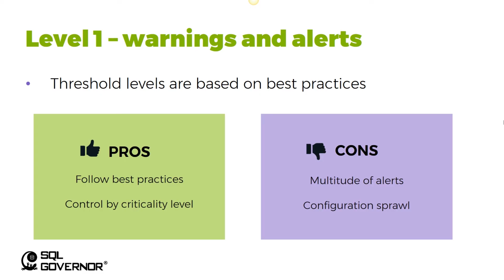Another con would be configuration sprawl. There would be a lot to configure. For example, if you have these criticality levels, it would be hard to define for all the hundreds of servers which instances have which performance counters on which criticality levels and so on. So this would be a con for this area.